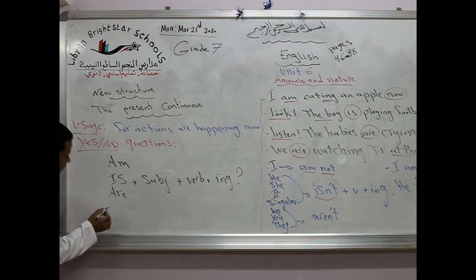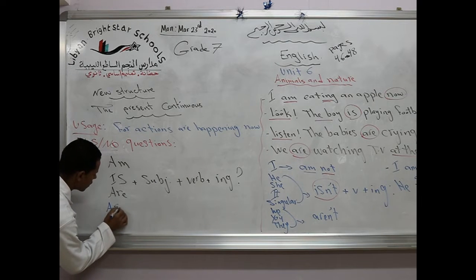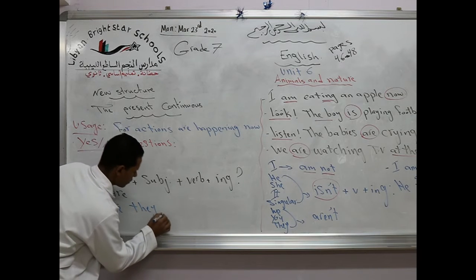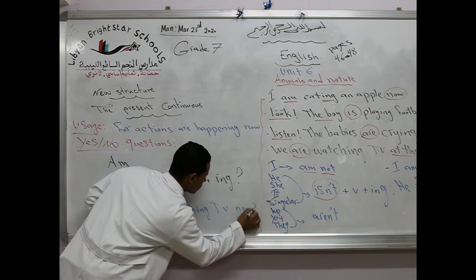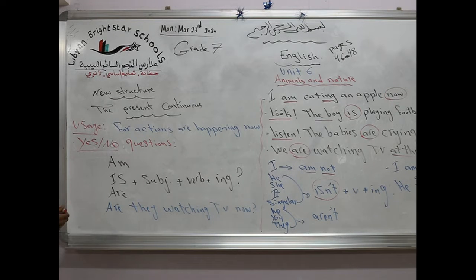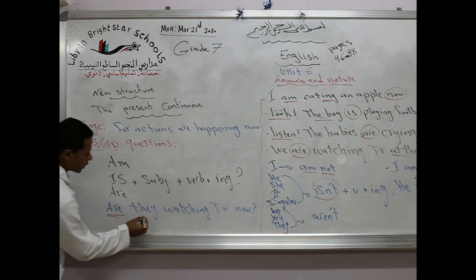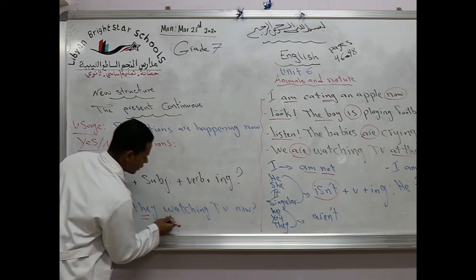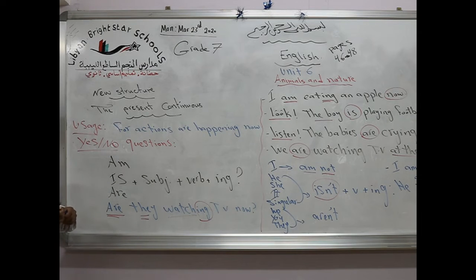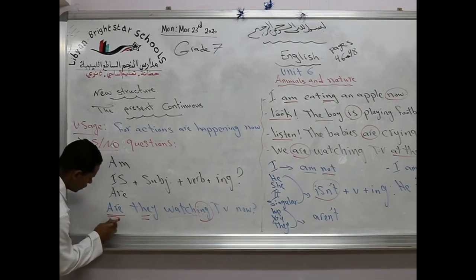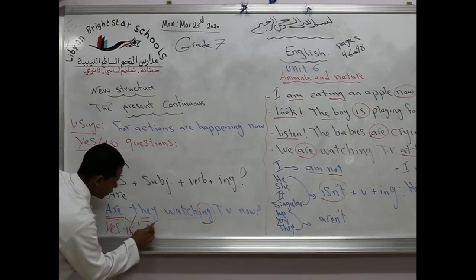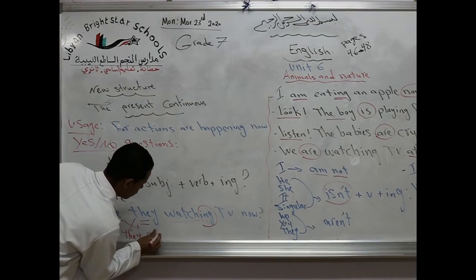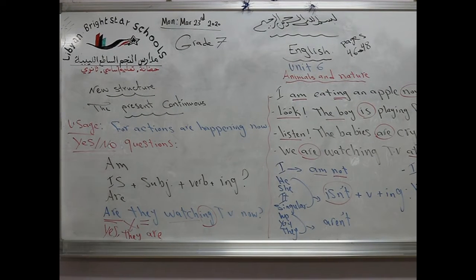So we can say, are they watching TV now? Here we use are because the subject they is plural and we add ing to the verb watch, watching. To answer the question, its answer is a short answer. Yes, they are. Or if we want to make a negative, no, they aren't.